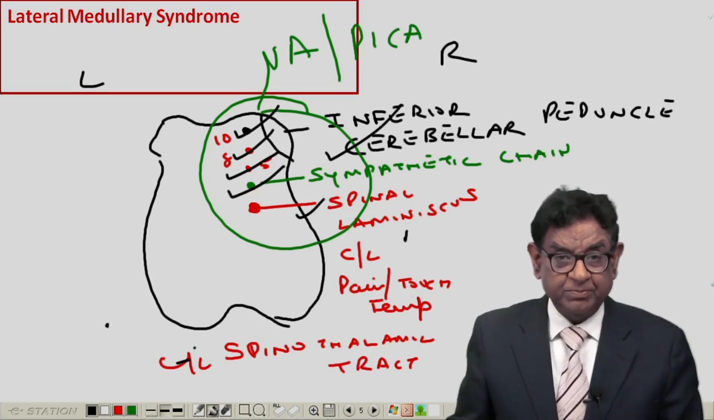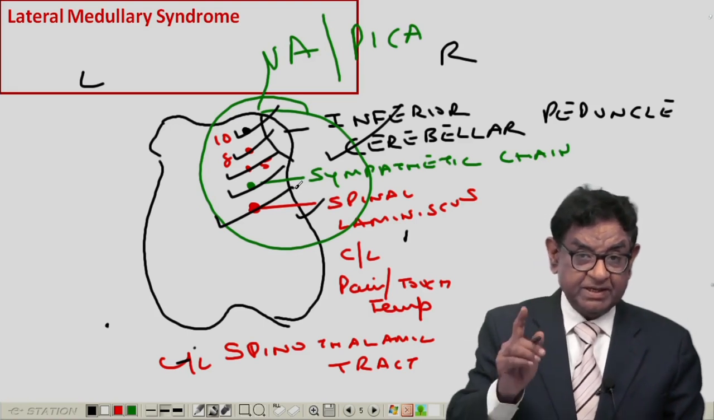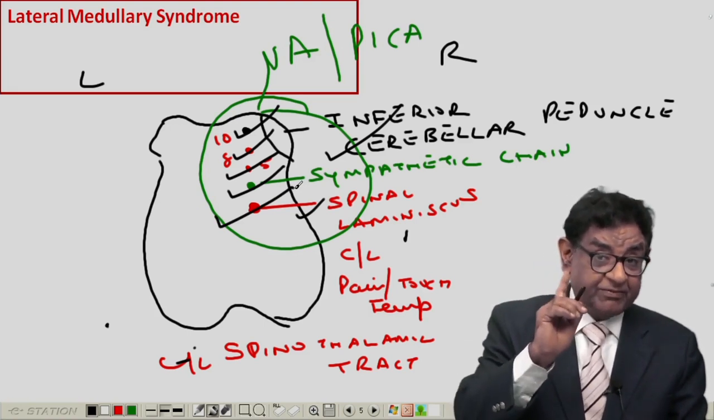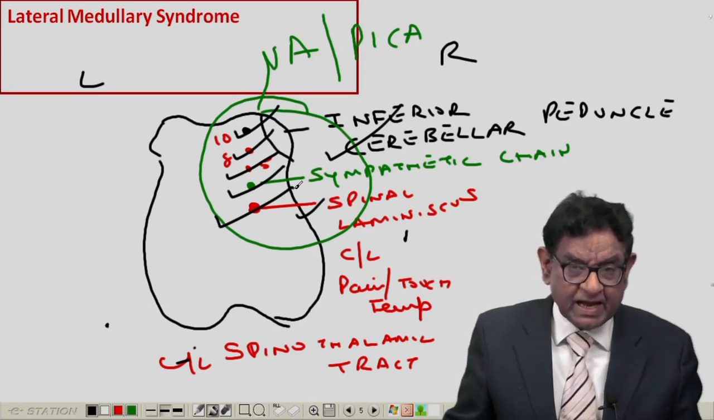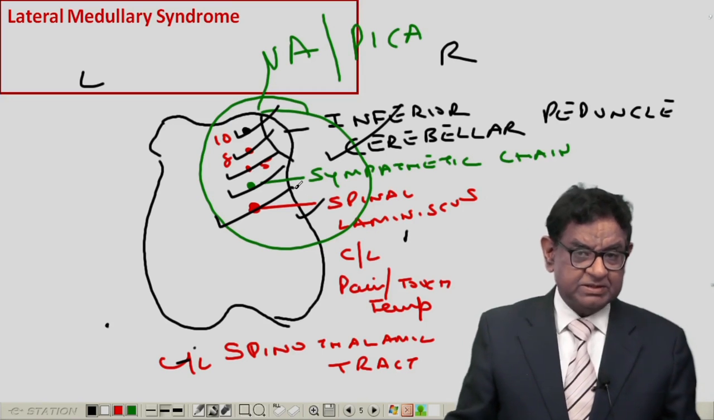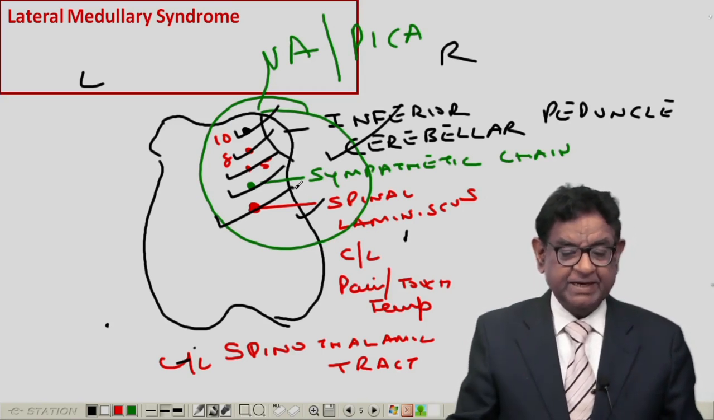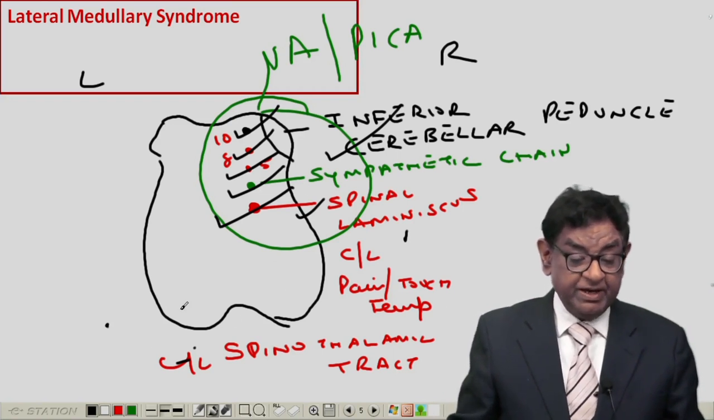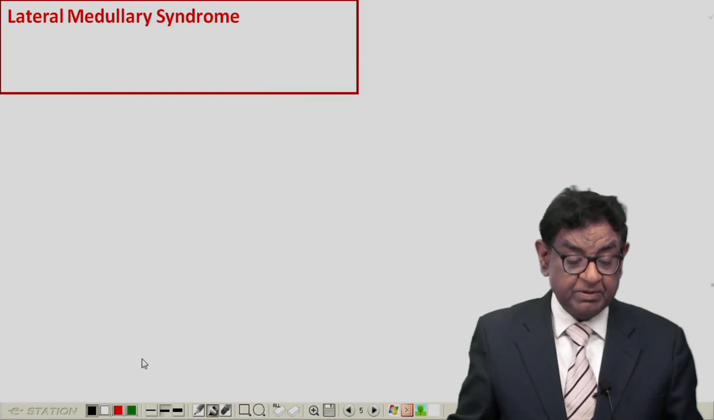Ipsilateral Horner syndrome, but contralateral loss of pain, touch and temperature, remember, sparing the face. Contralateral in the entire limbs, pain, touch, temperature will be lost, but on the ipsilateral side of the face, pain, touch, temperature will be lost, right? So now, if I have to draw a picture of what I have told you, the picture will be like this.